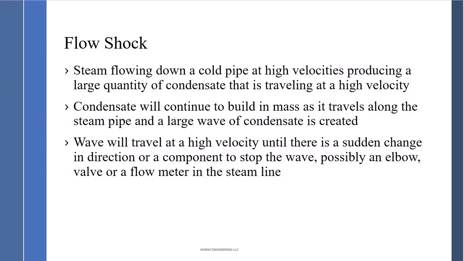The next type of Waterhammer is flow shock. Steam flowing down a cold pipe at high velocity produces a large quantity of condensate that is traveling at high velocity. Condensate will continue to build in a mass as it travels along the steam pipe, and a large wave of condensate is created. The wave will travel at the same high velocity as the vapor, and a sudden change of direction or a component that stops the wave, possibly an elbow, valve, or flow meter in the steam line, will produce a severe reaction, or flow shock Waterhammer.